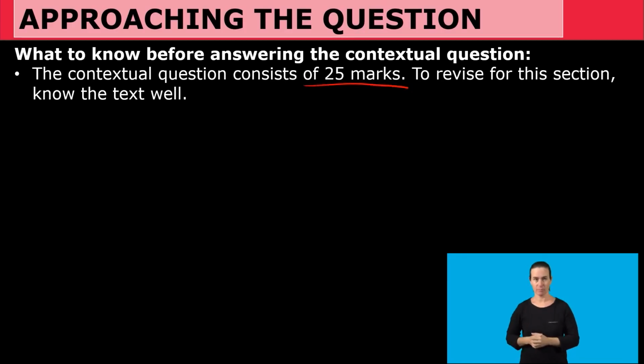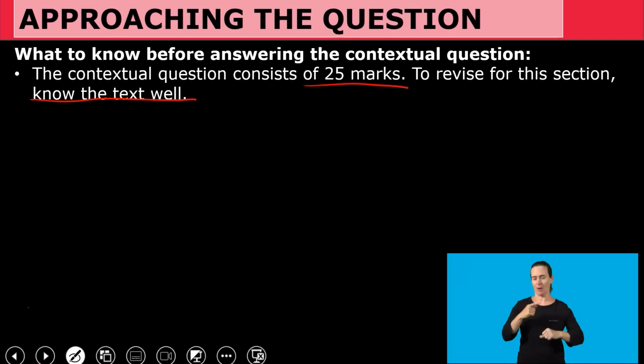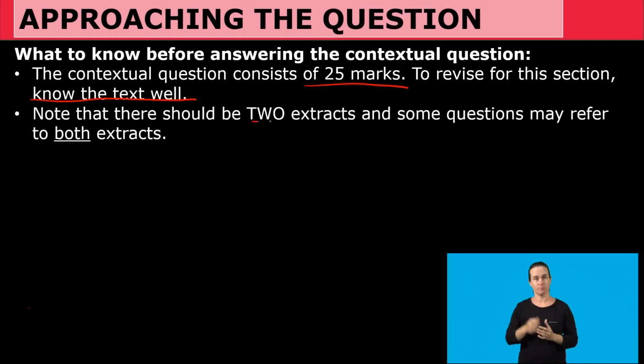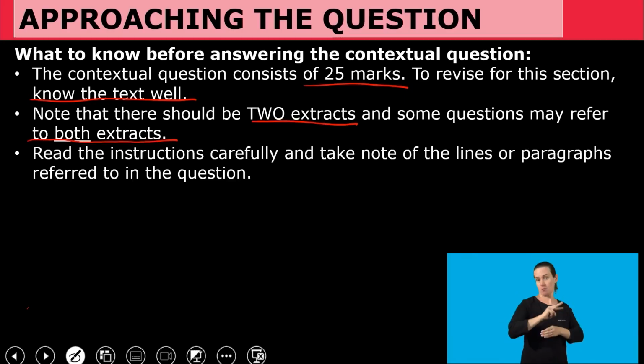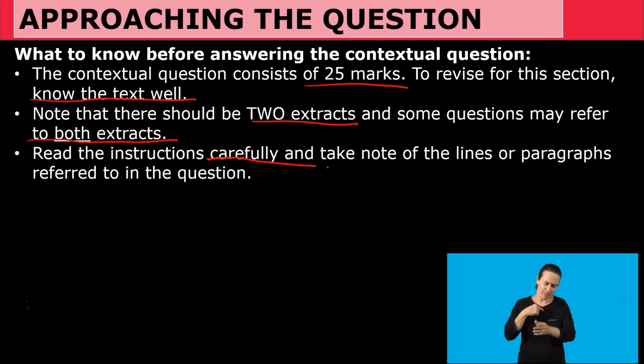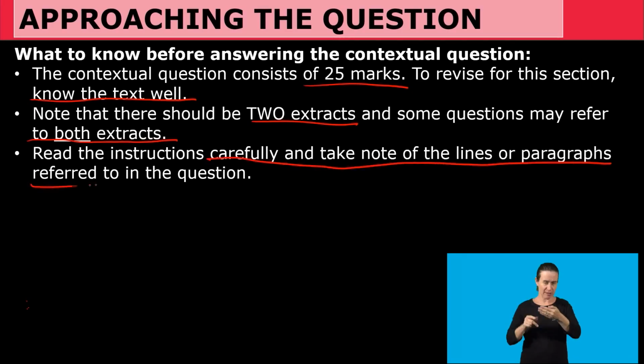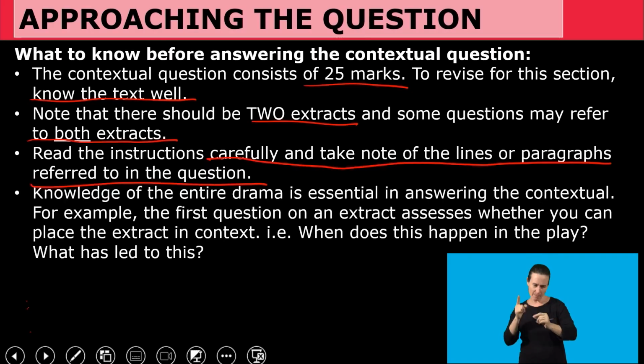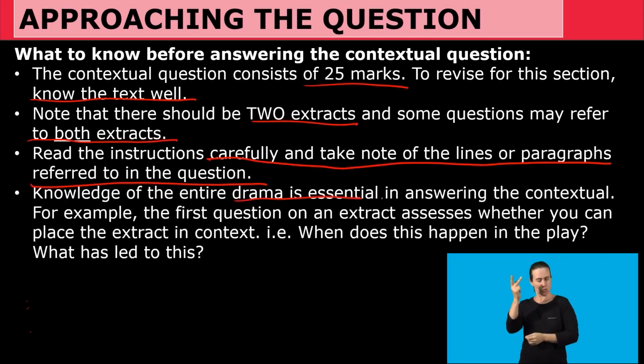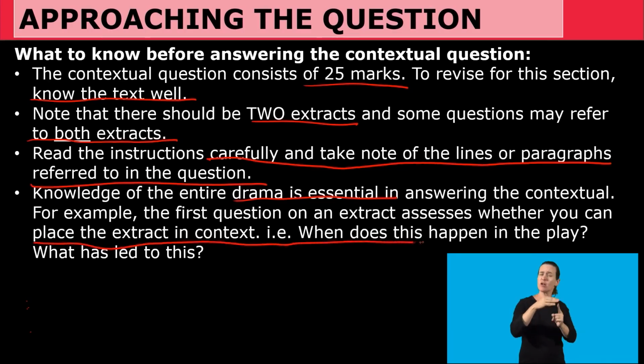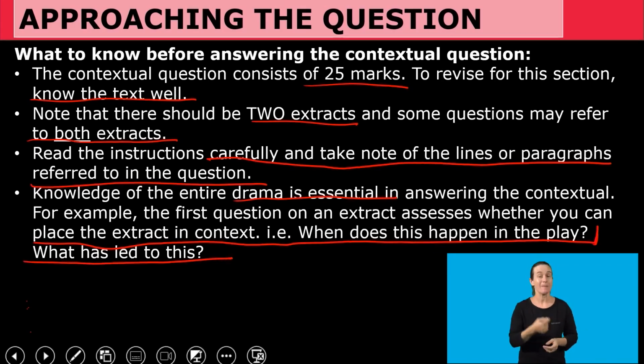To revise for this section, you must know the text extremely well. Note that there should be 2 extracts, and some questions may refer to both these extracts. Read the instructions carefully and take note of the lines or paragraphs referred to in the question. Knowledge of the entire drama is essential in answering the contextual. For example, the first question on an extract assesses whether you can place the extract in context. For example, when does this happen in the play? And what has led to this moment?